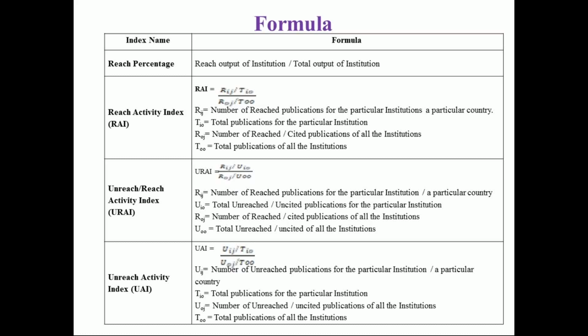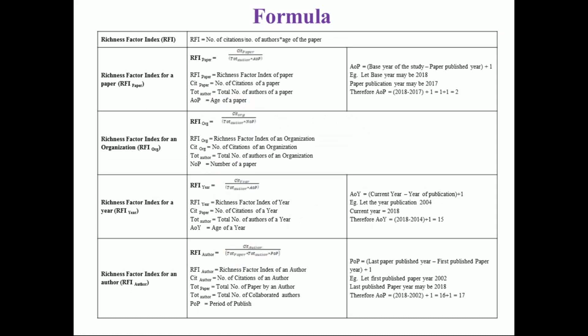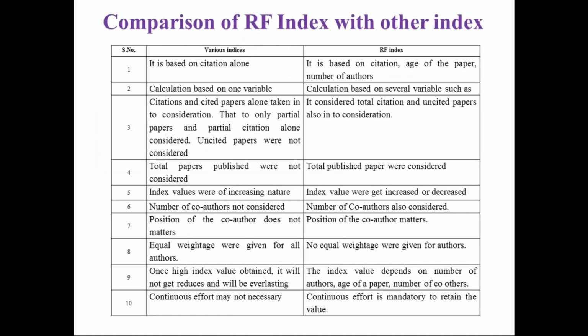I'm identifying what is the reason for that. Then again, one is the richness factor index. If my paper got a richness factor, I'm calculating that richness factor. There are 4 formulas for richness and 4 formulas for this. It is somewhat measurable for identifying the index. Now the comparison of these indexes with other indexes: various indexes are based on citation alone.